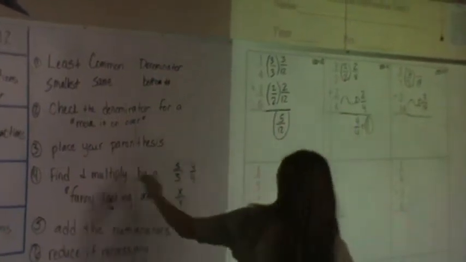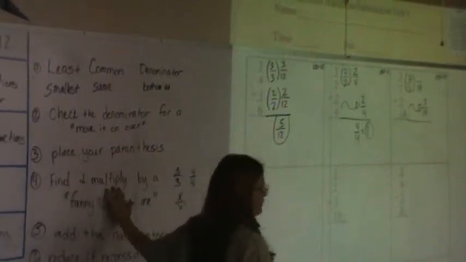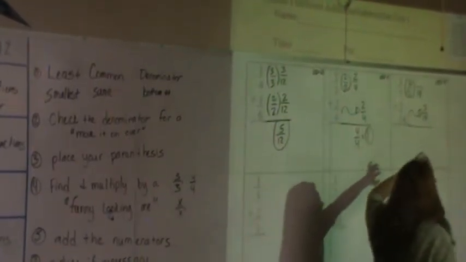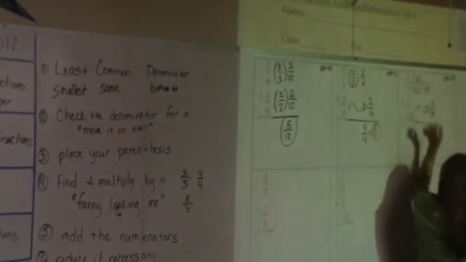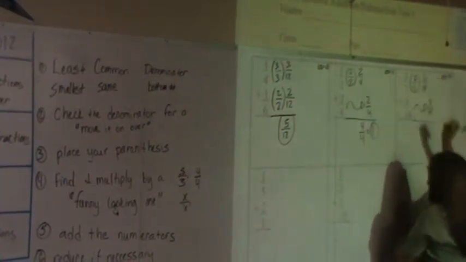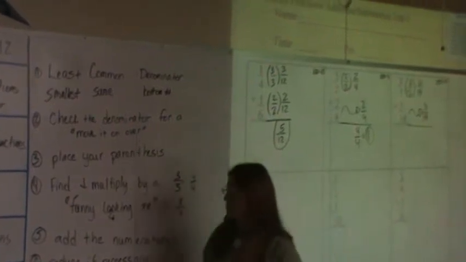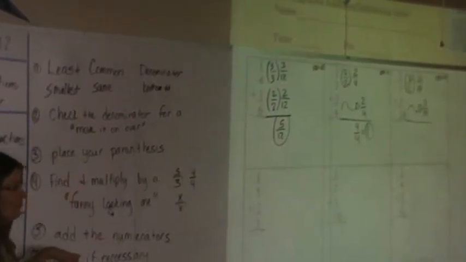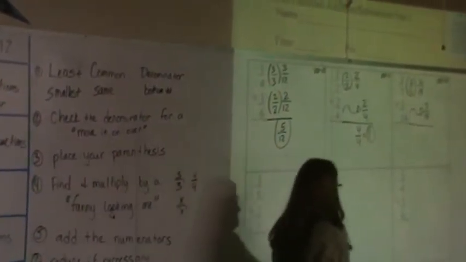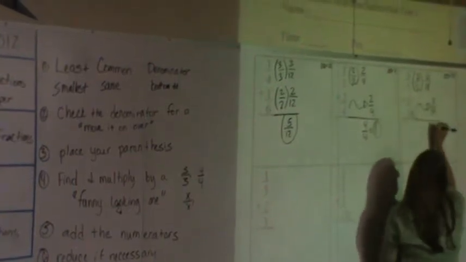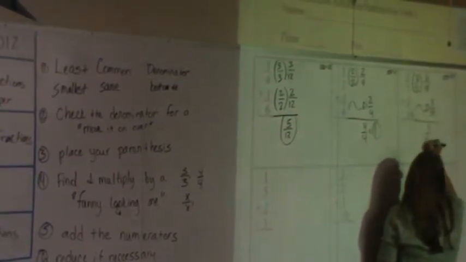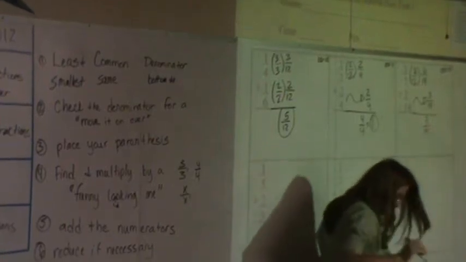My next step, I have found the funny looking one. Now I'm going to multiply. 3 times 2 is 6. Let's go find out what our next step is. Number 5. Add the numerators. Okay, 6 plus 3 is 9 over 14. And let's go check our next step.